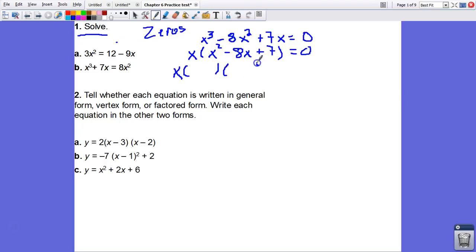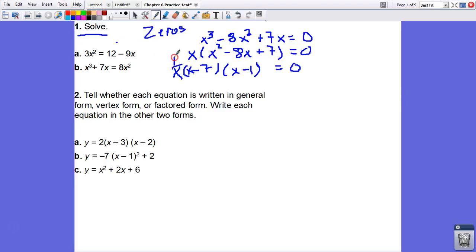So now since I'm multiplying, I can just factor what's in the middle. In the middle, I'm looking for two numbers for that quadratic that add up to be negative 8 and multiply together to be positive 7. So that's going to be x minus 7 and x minus 1. Negative 7 and negative 1 is negative 8. Negative 7 times negative 1 gives me positive 7.